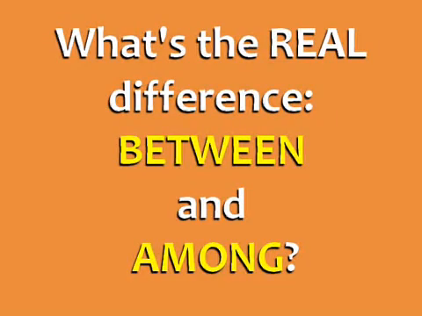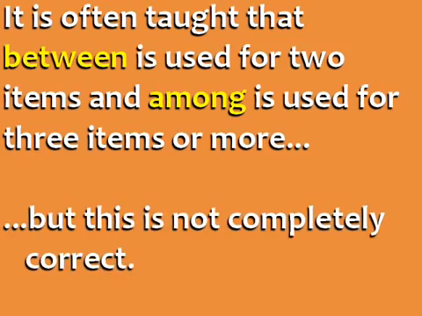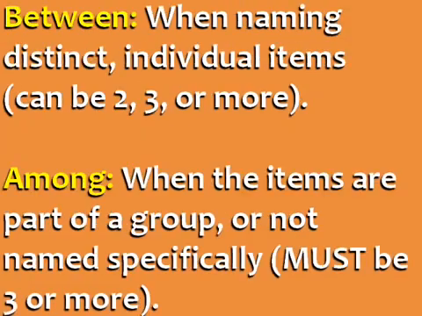What's the real difference between and among? From espressoenglish.net. It is often taught that between is used for 2 items and among is used for 3 items or more, but this is not completely correct. The real difference is that between is used when naming distinct individual items, which can be 2, 3, or more items. And among is used when the items are part of a group or are not named specifically. To use among, there must be 3 or more items.